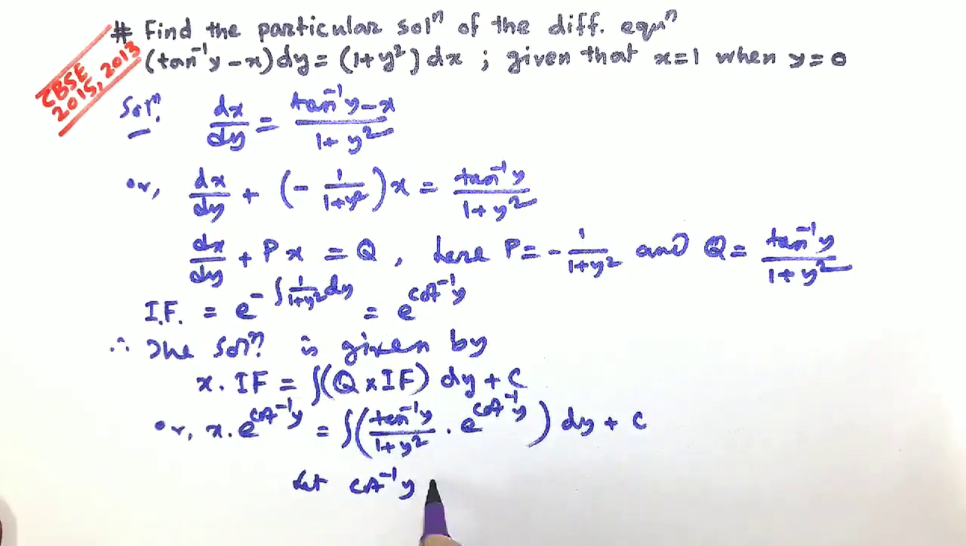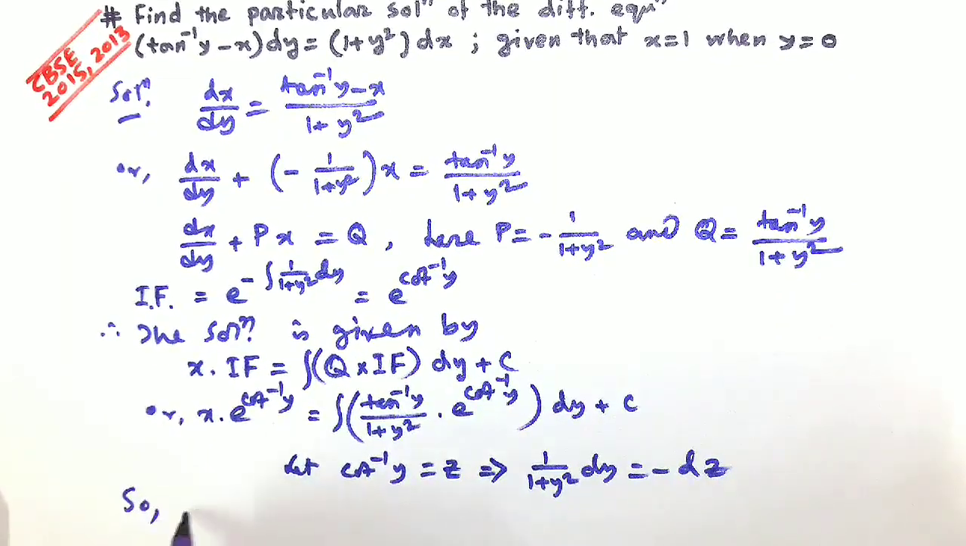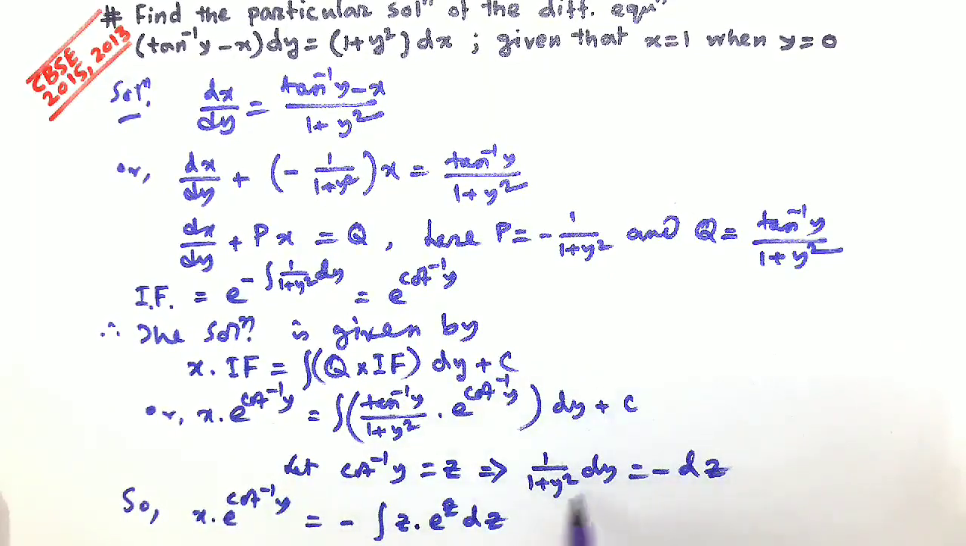So let us consider that cot inverse y is equal to z. Here we can write 1 upon 1 plus y square dy is equal to minus dz, isn't it? So we replace this one, x into e to the power cot inverse y is equal to minus integration z into e to the power z dz, because 1 upon 1 plus y square dy is only minus dz, plus c.